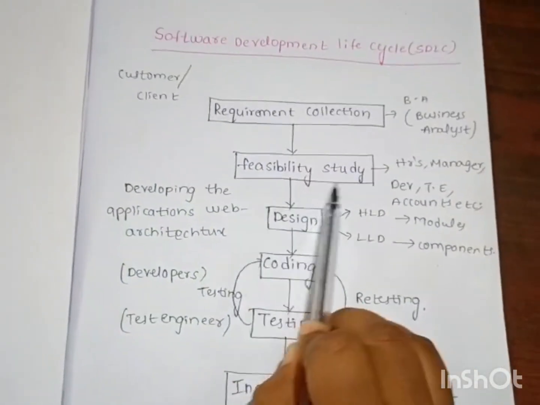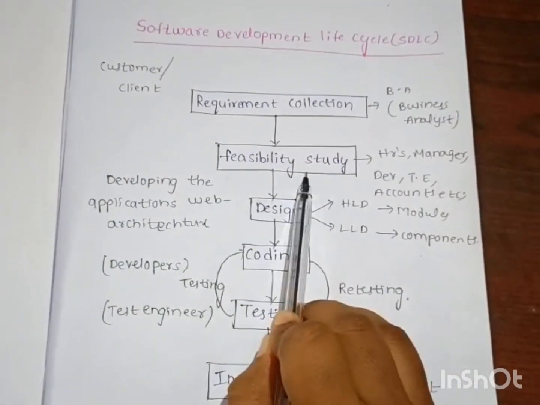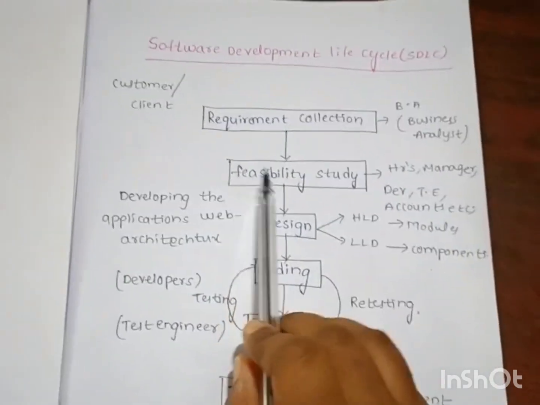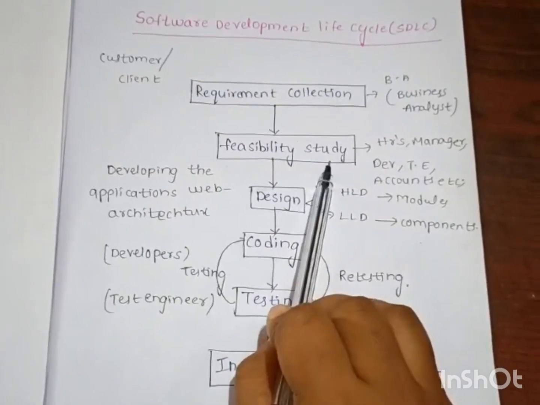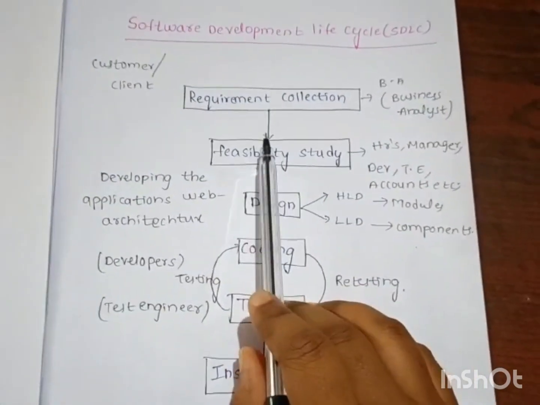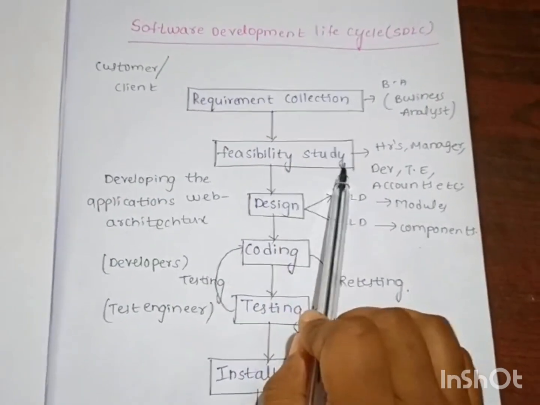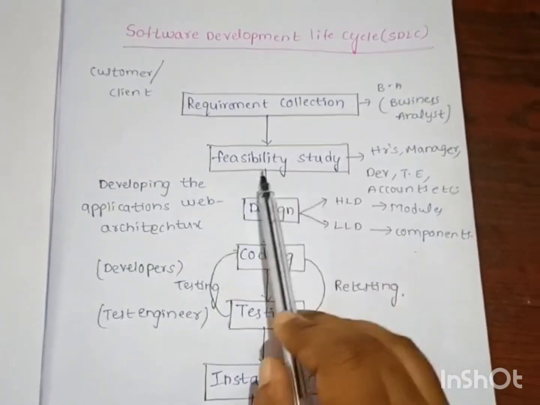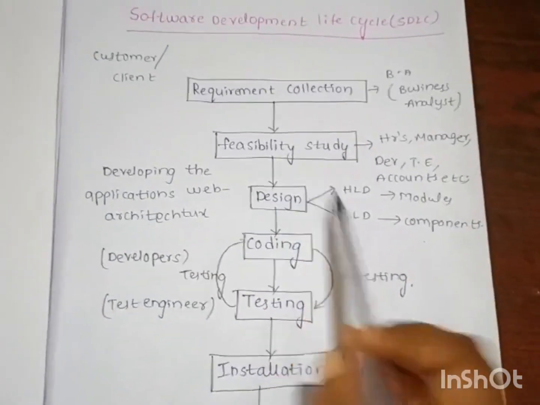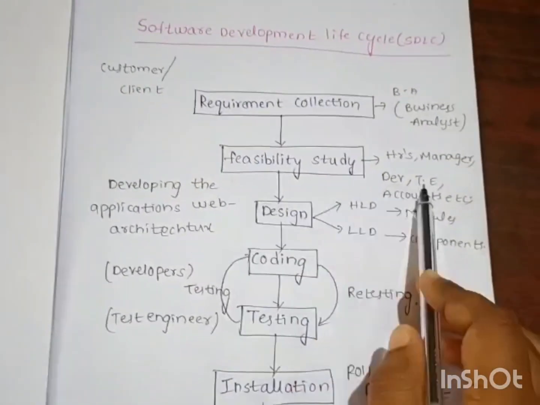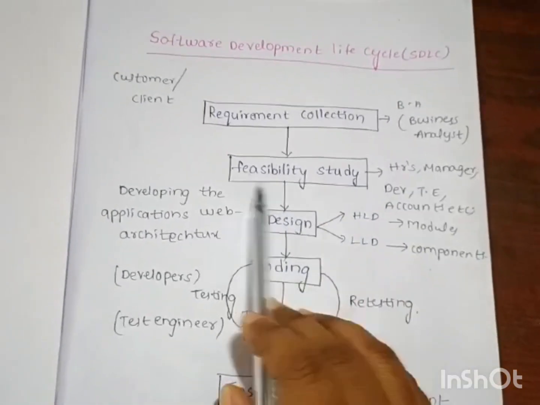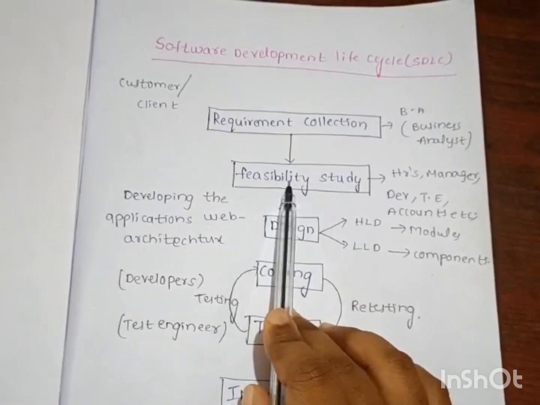So the next phase is the feasibility study. In this feasibility study, based on whatever requirements we have taken, a set of people will sit together and analyze whether we will be able to develop this application or not. They will discuss whether we can do it or not. In this phase, HRs, managers, developers, and many more people will sit and discuss this.